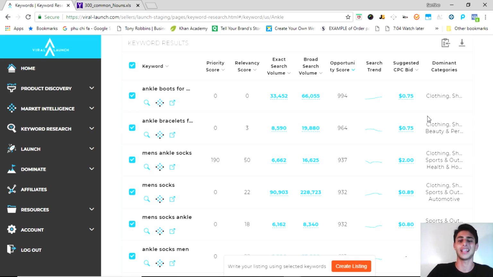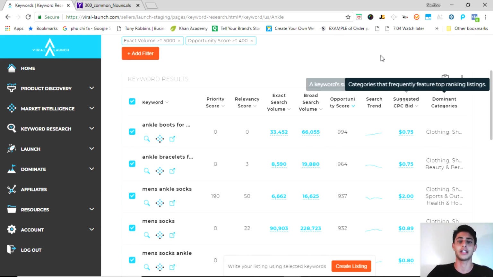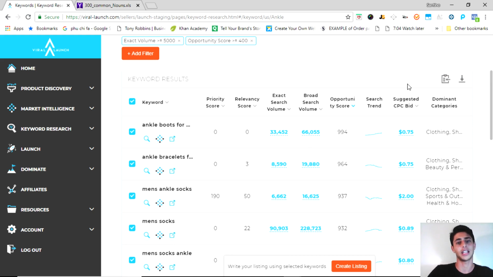So anything above like 65 cents starts to get a little bit more competitive, but it also depends on your price. So 65 cents for a $20 price point is starting to get competitive, anything above that. But if it was a 65-cent bid for a $50 price point, there's still a lot more room to make profit. So you have to factor in your price and know that the suggested CPC bid is commensurate with your final sale price.